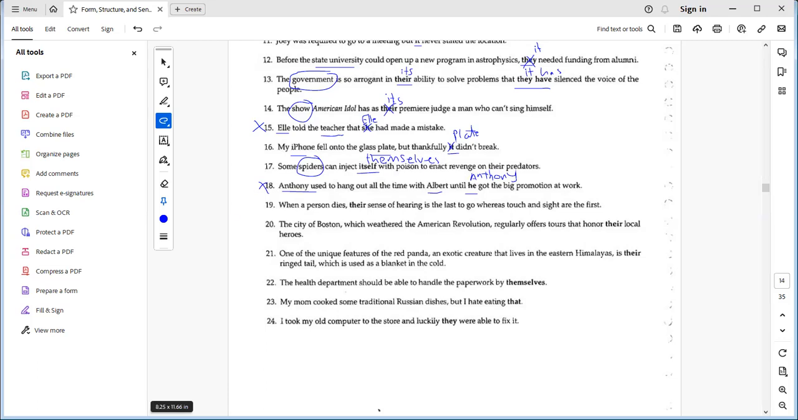Okay. Shah, 19. When a person dies, their sense of hearing is the last to go, whereas touch and sight are the... When a person dies, there's actually Muhammad and Basil and Abdelmateen were fighting about it yesterday, people and person. So person here, it doesn't specify whether it's male or female. So what are we going to write here? Shah.